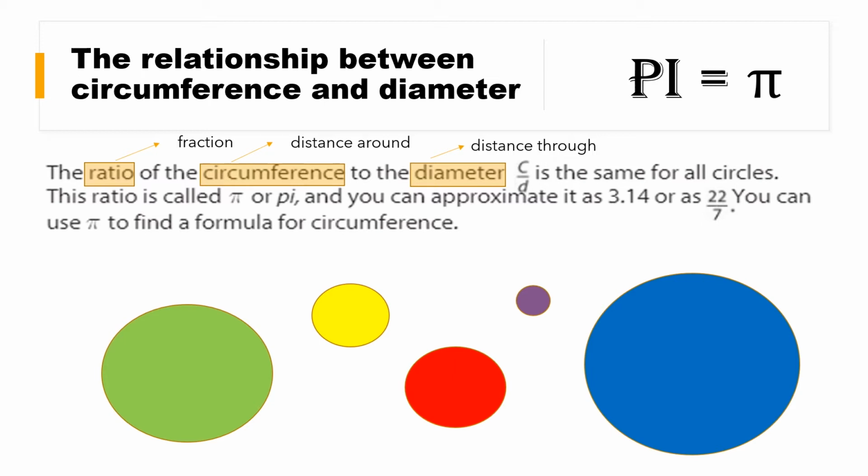So in essence, if I take this green circle and I go all the way around and I come up with that number, and then I divide it by the distance here, I always get the same number, which is approximately 3.14. Any of these circles, the distance around divided by its distance across always produces a number approximately 3.14. Mathematically, this number is called pi.